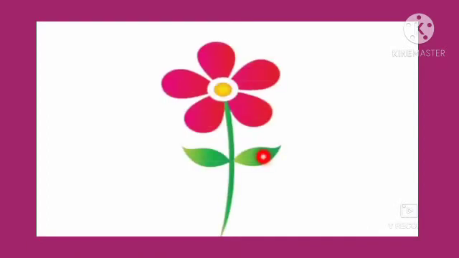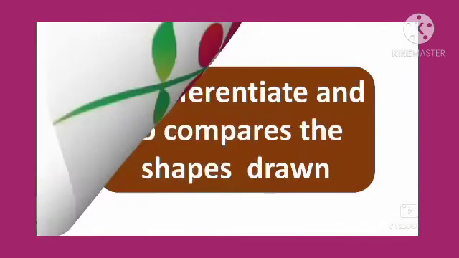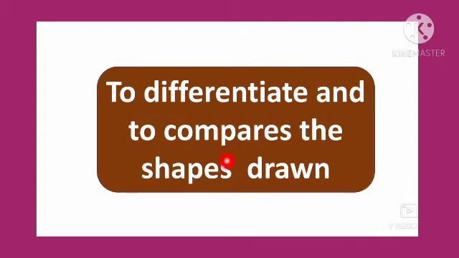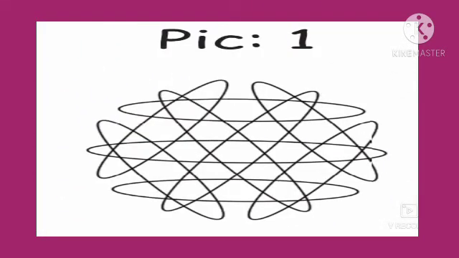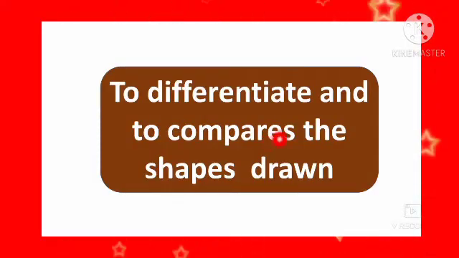Here, the flower. Each petal of the flower is of oval shape. This repetition of oval shapes makes iterative patterns. To differentiate and to compare the shapes drawn. Children, in picture 1, you can see circle shapes and oval shapes. The repetition of circle and oval, to differentiate and to compare the shapes drawn.